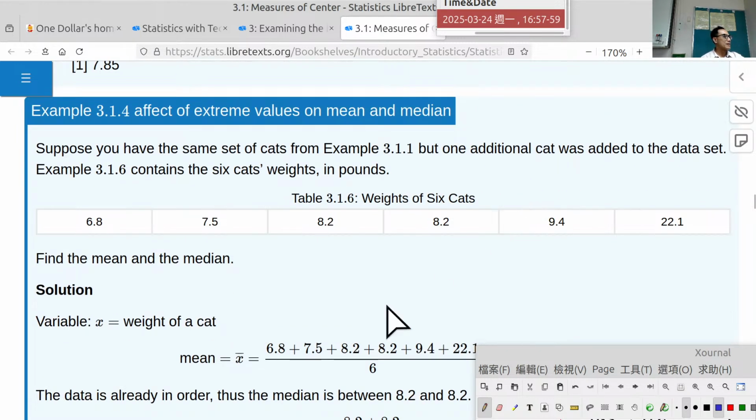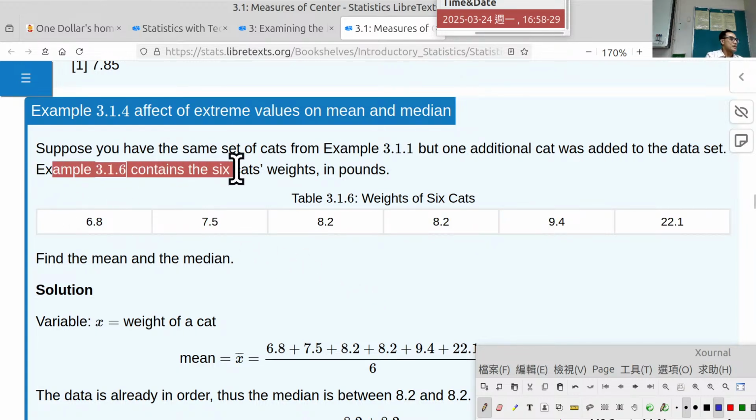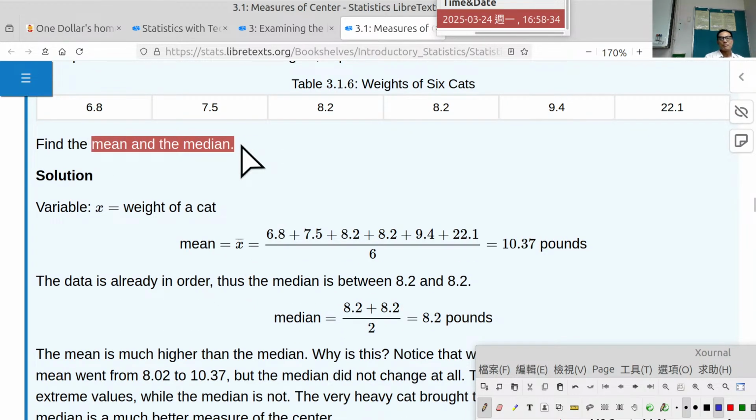Okay, and next, example 3.1.1, effect of extreme values on the mean and median. Now we have 6 values of cake weight, and now we have an extreme value, very big or very small, that may affect the mean and median. Example 3.1.6 contains 6 cake weights in pounds here. Please find the mean and the median.